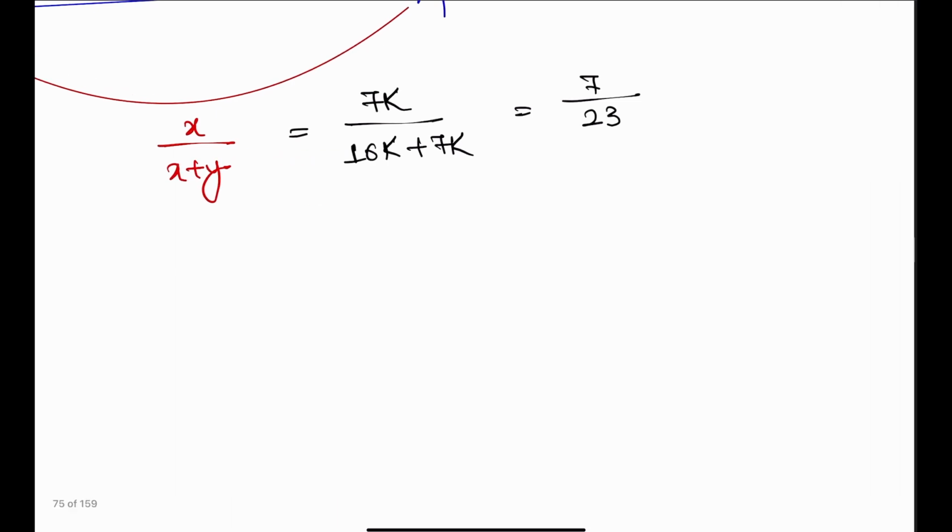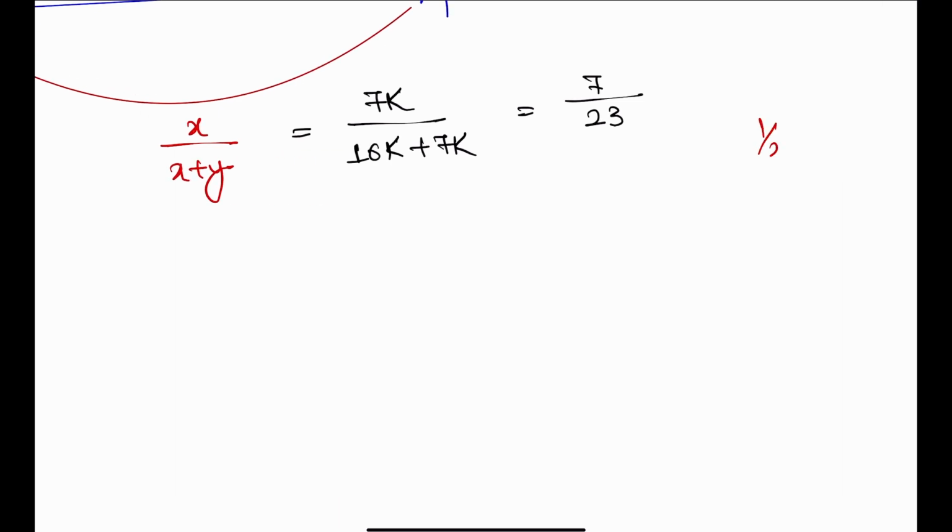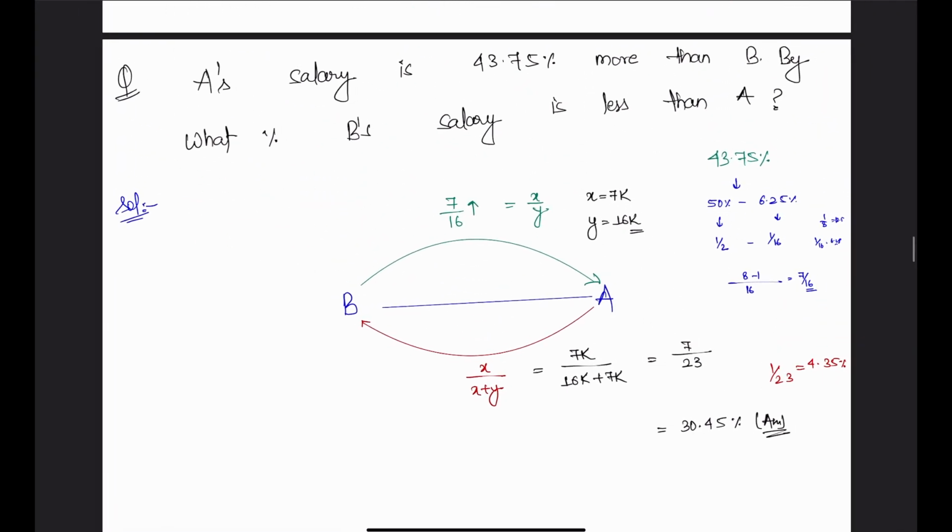7 by 23, and we already remember 1 by 23 is nothing but 4.35%. So 7 by 23 will be 7 times 4.35, which is 28 plus 2, 30 point, and this is 1 and 35, 45, so 30.45% will be the answer. So it doesn't take us much effort and we can easily solve. So b's salary is less than a's by 30.45%.